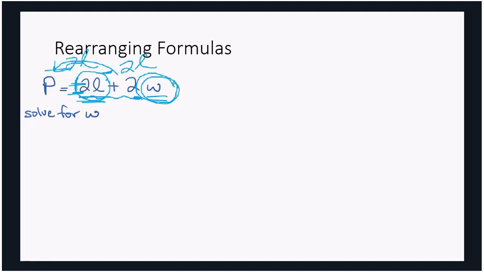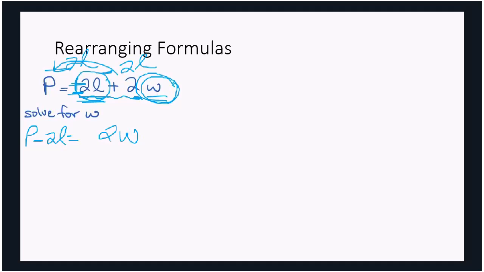Opposite of positive is negative, so positive 2L minus 2L is 0, so that's just going to leave me with 2W on this side, and then on the other side I have to subtract 2L. And I just have to leave it as P subtract 2L because I'm not dealing with like terms, so I just have to leave it as is.